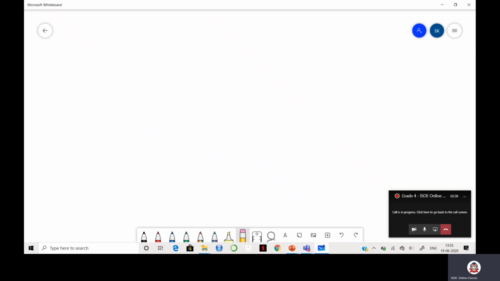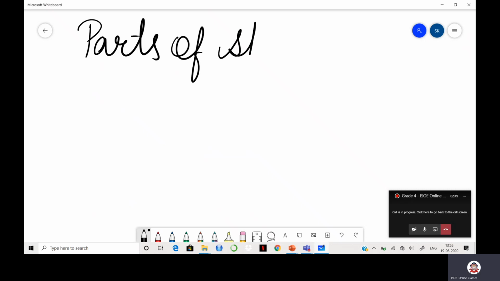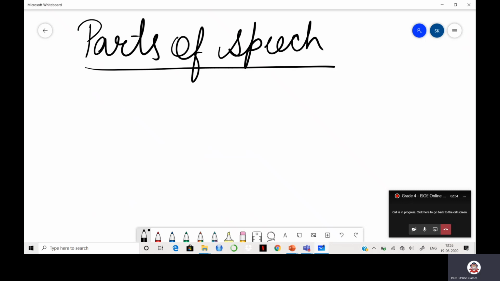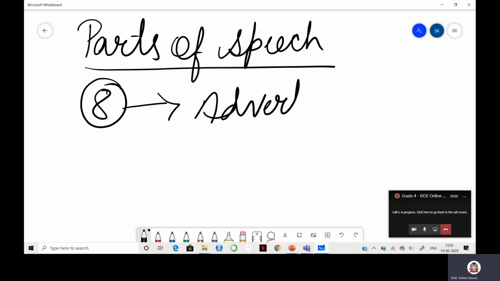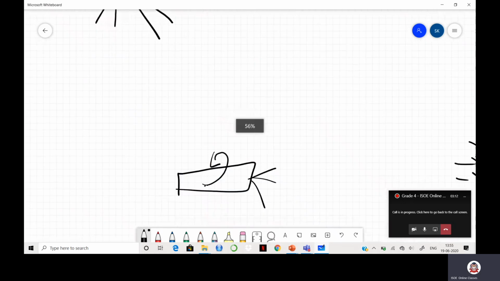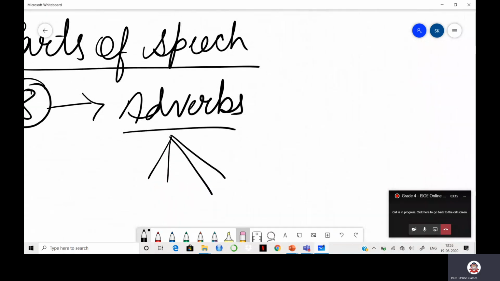Now, I hope you can see my whiteboard. Here, first we'll start with parts of speech. I have told you that adverb is a part of speech. Now, how many parts of speech are there, children? There are 8 parts of speech. And one of them is adverbs, which we started in the previous class. Today we will be learning the types of adverbs. There are 4 types we'll be learning today.